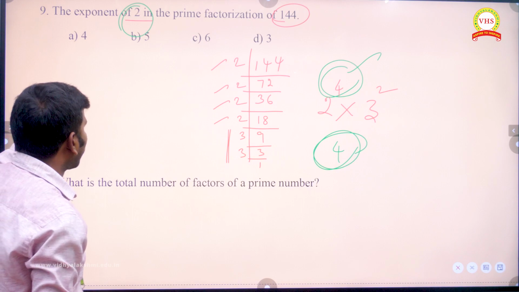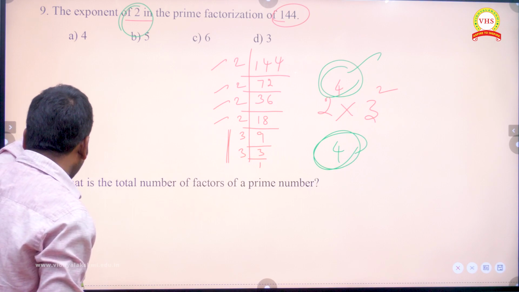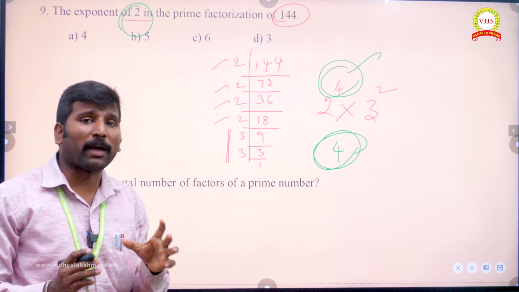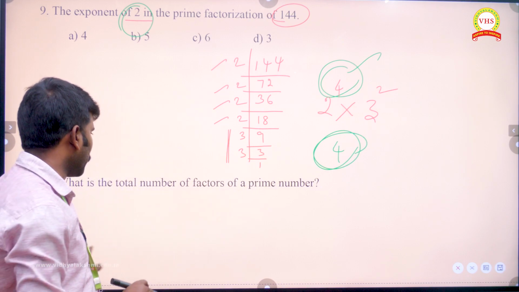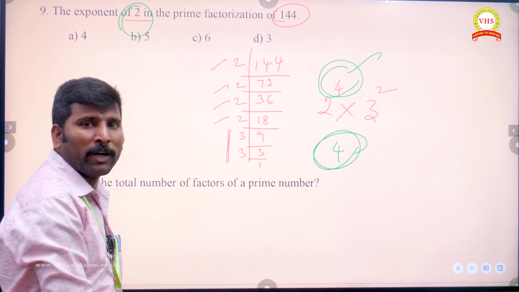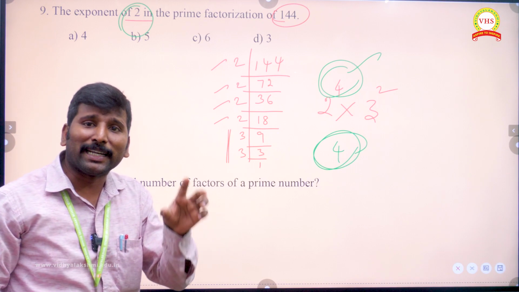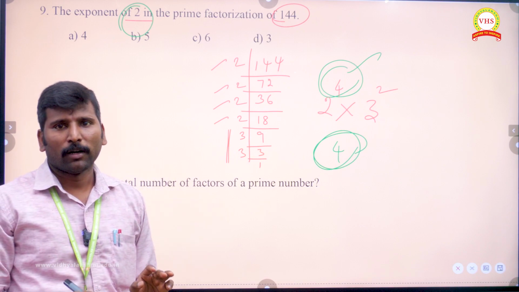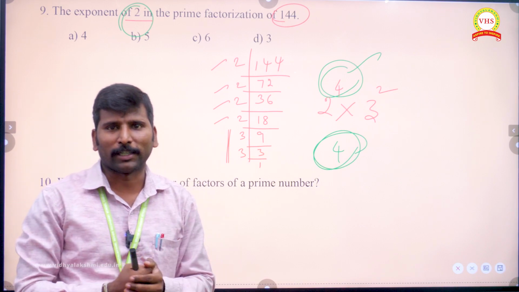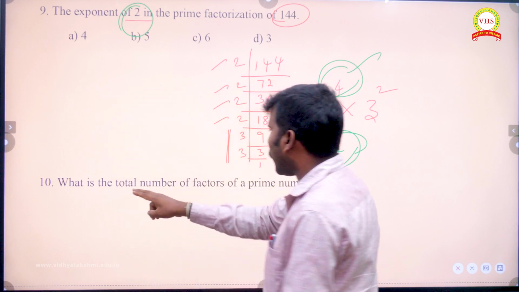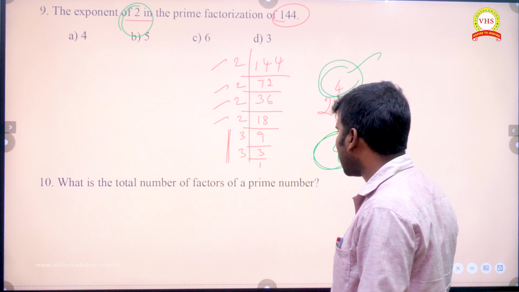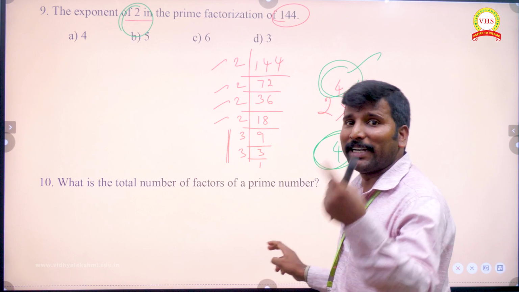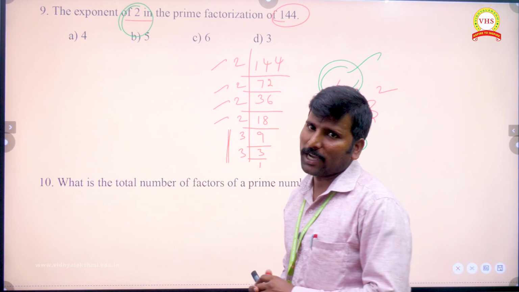What is the total number of factors of a prime number? How many factors does a prime number have? That is the question. A prime number contains 2 factors. What are they? 1 and itself. So the answer is 2. Do you understand, children? So the total number of factors for a prime number is 2: 1 and itself. That's it. Right.